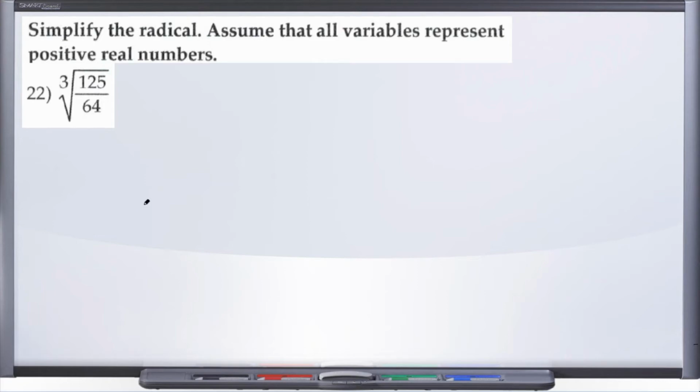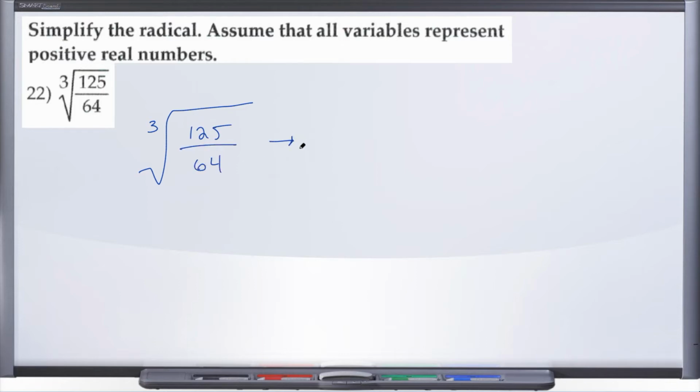All right, so let's go ahead and take a look at 22 now. And again, the directions are simplify the radical, assume that all variables represent positive real numbers. And if you watched a previous video, I think it was number 21, we dealt with something similar to this, where we were given a single radical, which in this case, we're given the cube root of 125 over 64.